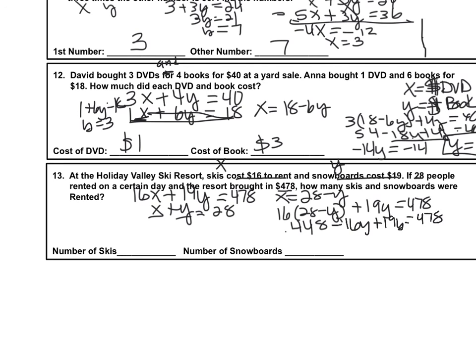All right, we're going to subtract this 448 over here. And then combine your like terms. Negative 16y and 19y is 3y equals 478 minus 448, which is 30. So y equals 10. All right, so y was snowboards. So we had 10 snowboards. And then we said that x is 28 minus y. Well, 28 minus 10 is 18. So we had 18 pairs of skis.